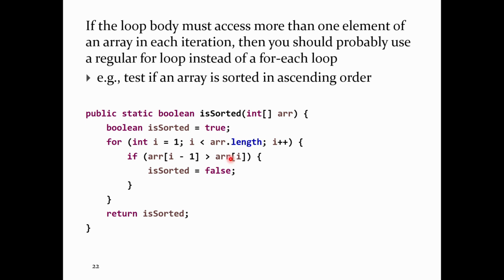So if you ever find a pair of elements that are out of order, so if the previous element is greater than the current element, then you know the list is not sorted. So in this particular example, I'm going to set the variable isSorted to false, and then we're going to continue with the loop. The loop is going to process all the elements of the array, even though you already know that the array is not sorted.